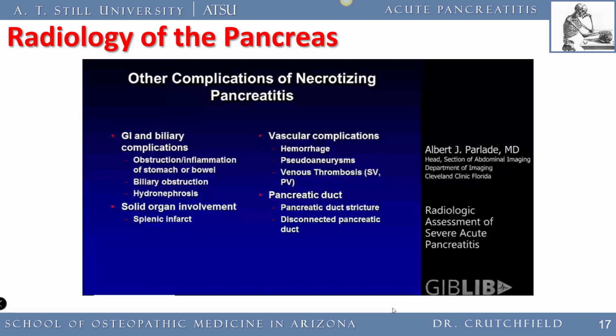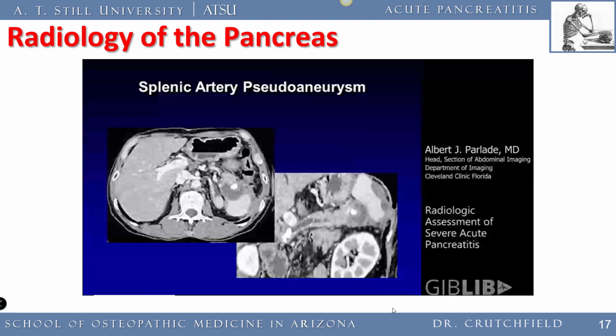So there are other complications of necrotizing pancreatitis that we pick up on CT scan and can evaluate for on CT scan. These include GI and biliary complications, solid organ involvement, vascular complications such as pseudoaneurysms and venous thrombosis, and pancreatic duct complications such as a pancreatic duct stricture or disconnected pancreatic duct. I'm just going to show some examples of a couple of these.